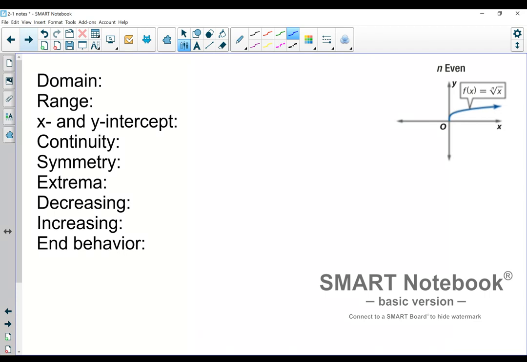So my domain on this one, my x starts at 0 and goes to infinity. So that's my domain from 0 to infinity. My range is the same. I don't have anything in any other quadrants except quadrant 1, so my range is also from 0 to infinity. My x and y-intercept are still 0. I am continuous on my entire domain, right?